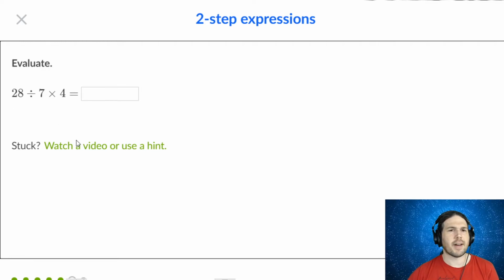Evaluate 28 divided by 7, which is 4? Yeah, 4. Times 4 is 16.